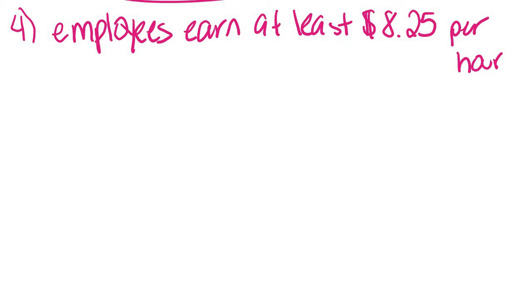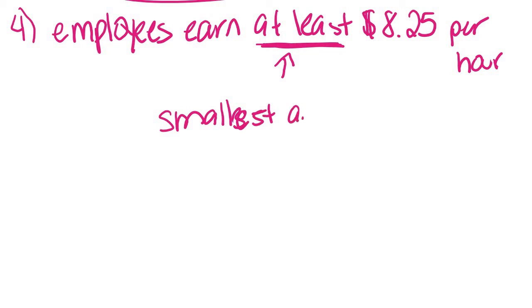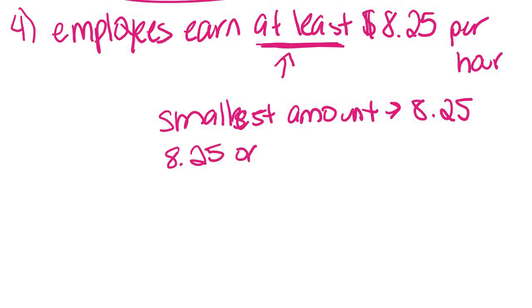So let's see, the key words here are at least. So that means the smallest amount that they are going to earn is 8.25. In other words, they earn 8.25 or more. Okay? So let's see. X, 8.25.